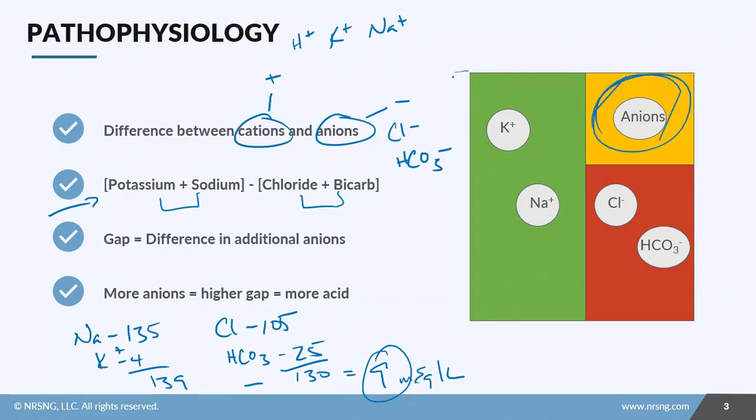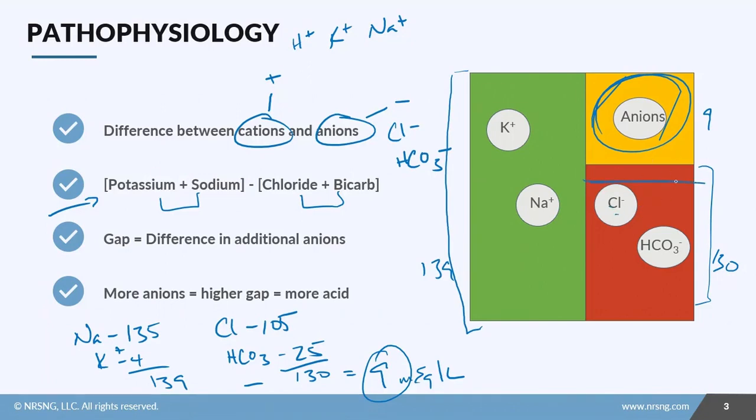So this is the value of all of your ions. These are all positive, these are all negative. This is 139 and this is 130. That means that this remaining 9 are other anions. Those could be things like lactic acids, keto acids, other things that accumulate in the blood. Now you can have increases in these and still have these values be normal.